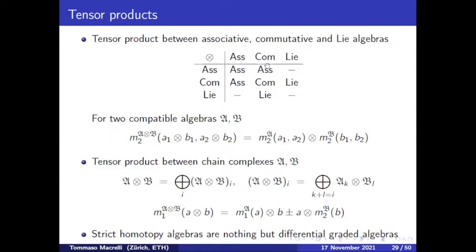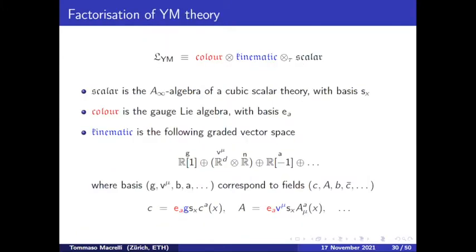And since we have a notion of tensor product between algebras and between chain complexes, we can use this formula to generalize the notion of tensor product to strict homotopy algebras. And we will have an analogous compatibility table for the tensor product of strict A infinity, C infinity, and L infinity algebras. So this is the notion of tensor product between strict homotopy algebras we want to use.